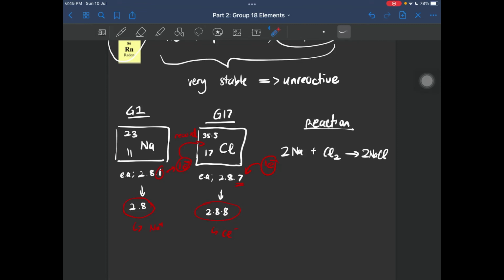Therefore, they are required to release or receive electrons in order to achieve stable electron arrangement. And therefore, since they have to release or receive electrons, they are required to react with other substances in order to receive or release those electrons, right? For example, in here we have given the example of sodium and chlorine, whereby sodium will release one electron and this electron will be received by chlorine.